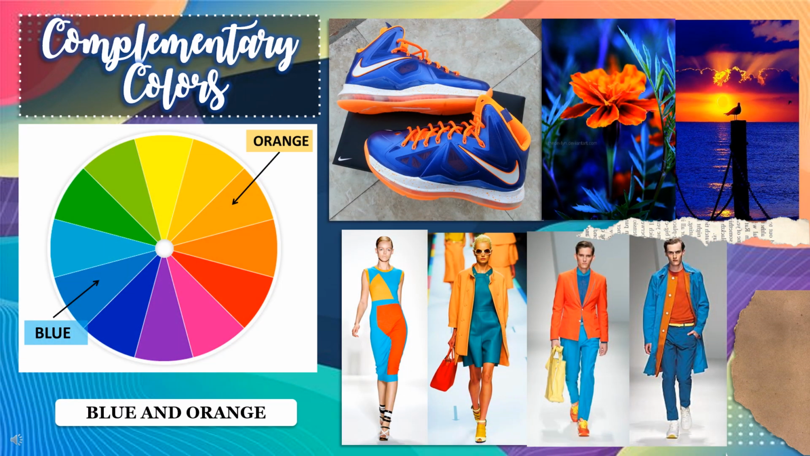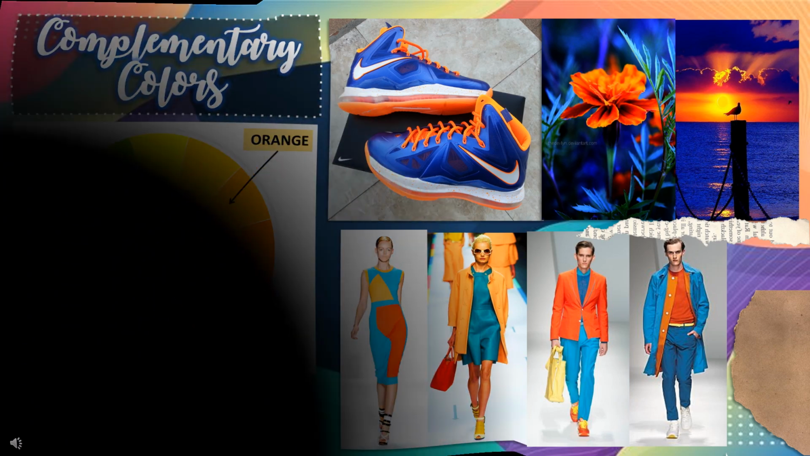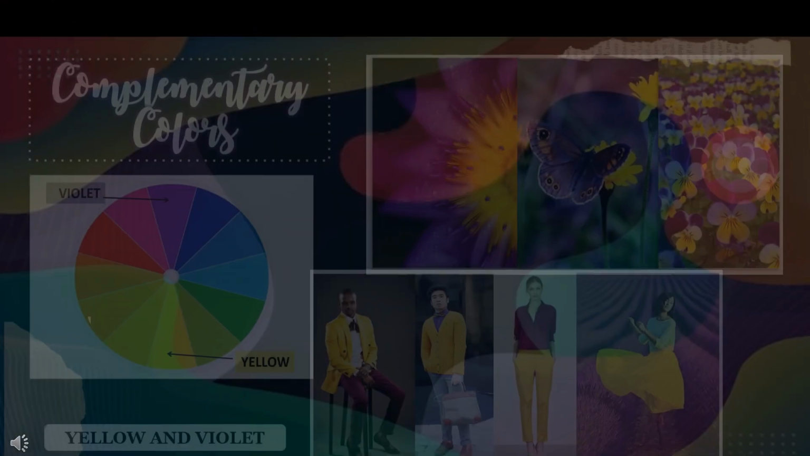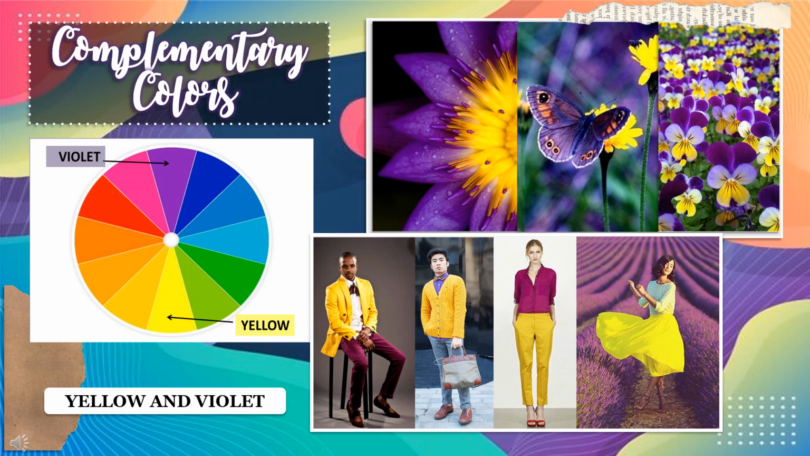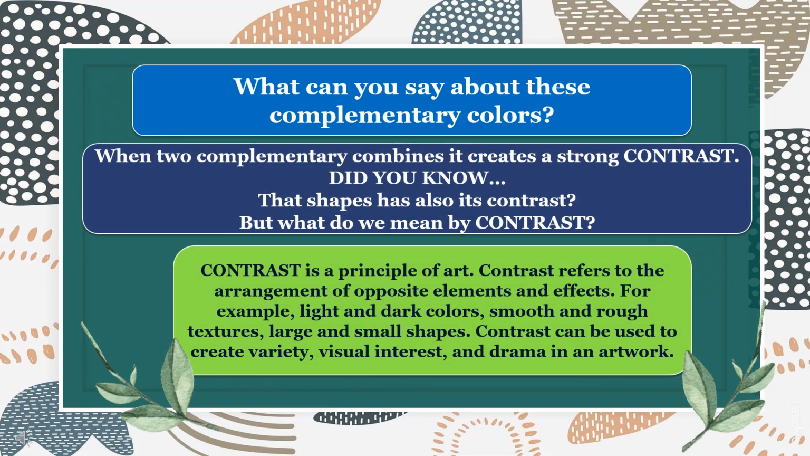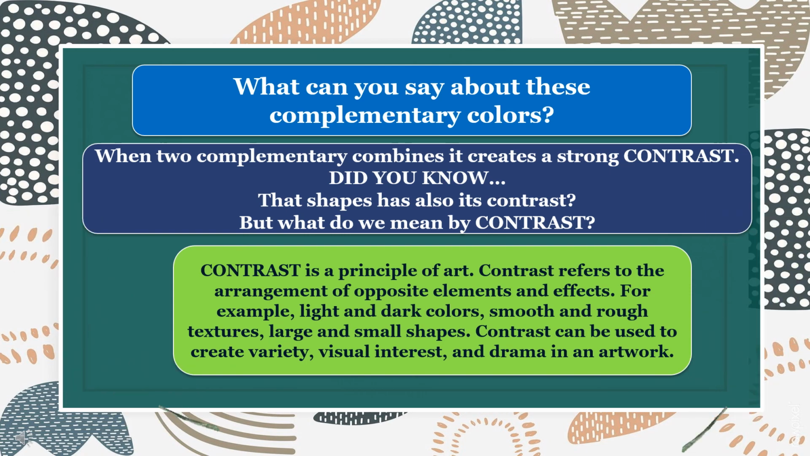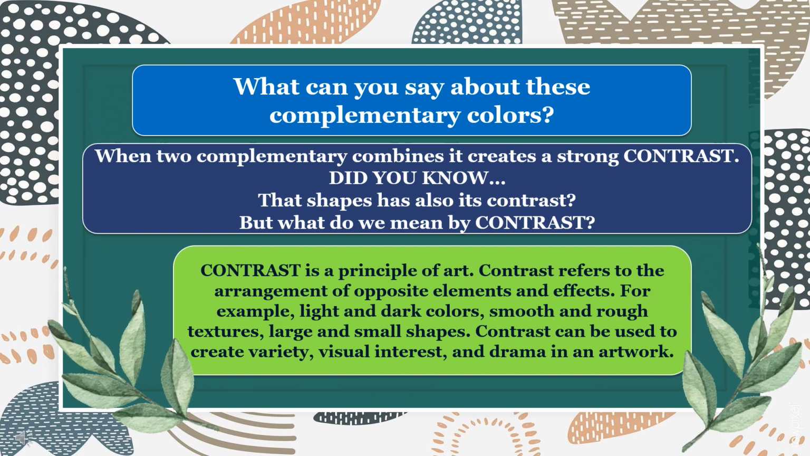Complementary colors: blue and orange. Complementary colors: green and red. Complementary colors: yellow and violet. What can you say about these complementary colors? When two complementary colors combine, it creates a strong contrast.